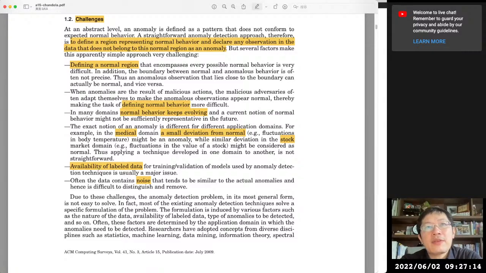So normal behavior keeps evolving, keeps changing. So it will be better that you examine your normal behavior regularly, right?